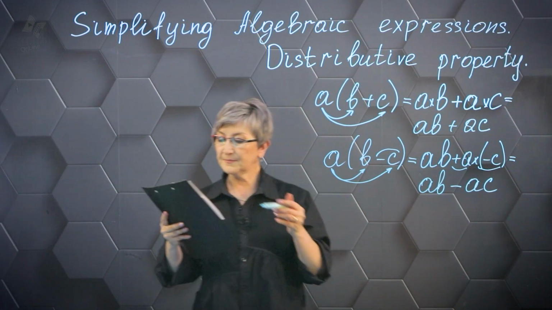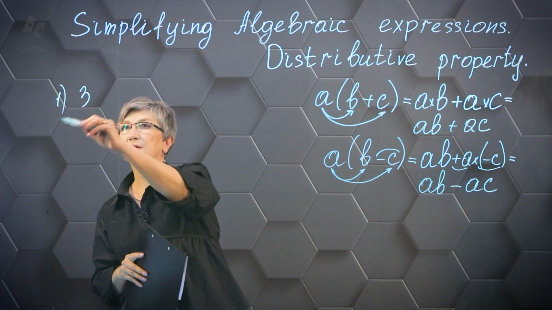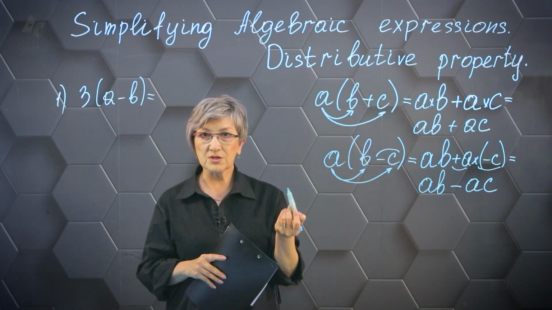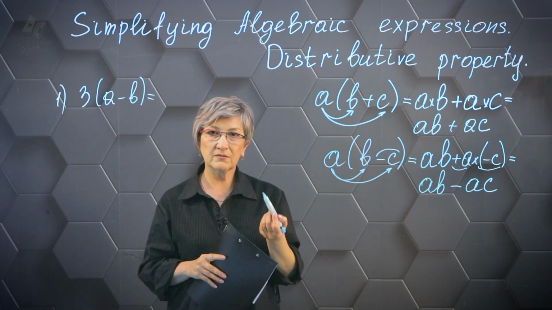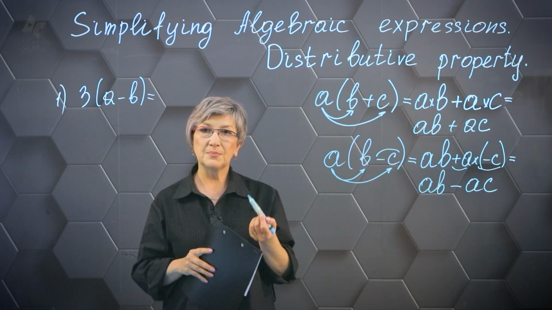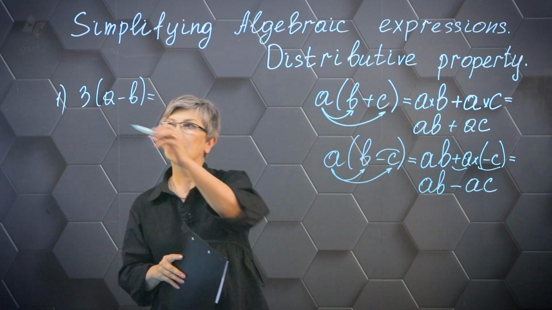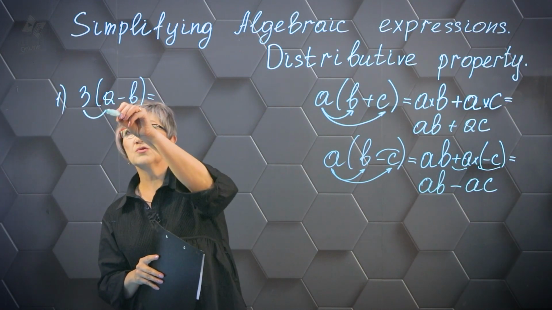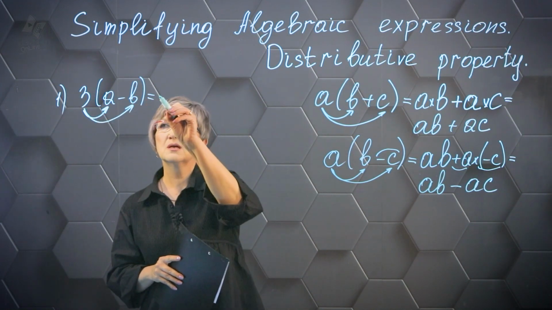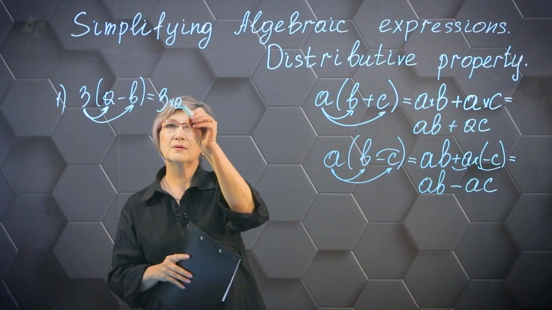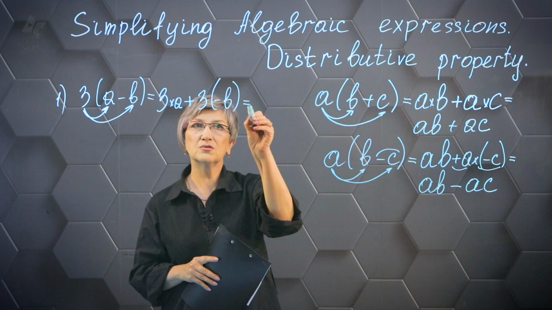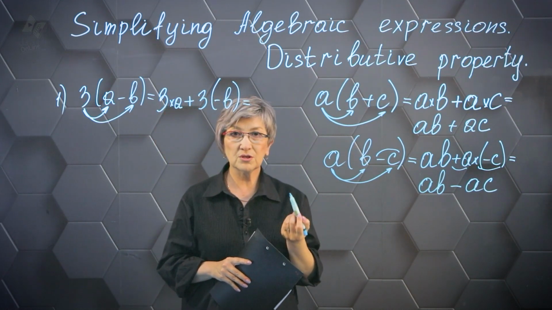Let's start with the following example. The first example, 3 is multiplied by a minus b. Using our property, we're going to transform this expression. Let's write it as a sum. What do we do? We multiply 3 times a, and then we multiply 3 times minus b. What is the result? 3 times a plus 3 times minus b equals. That's exactly why I say it's a sum.